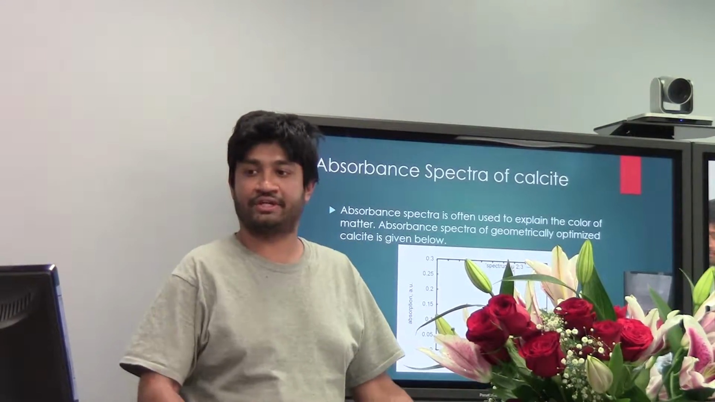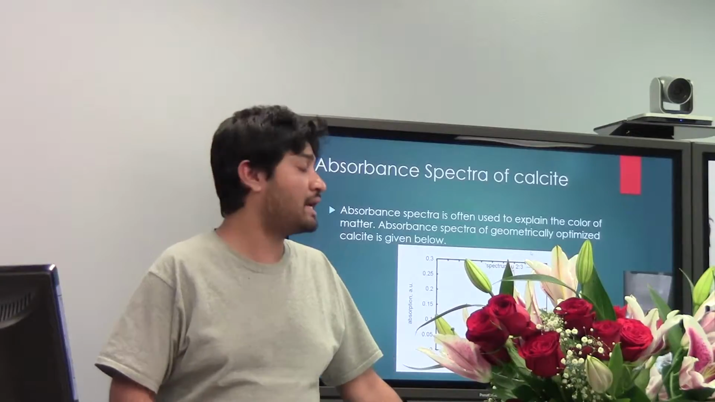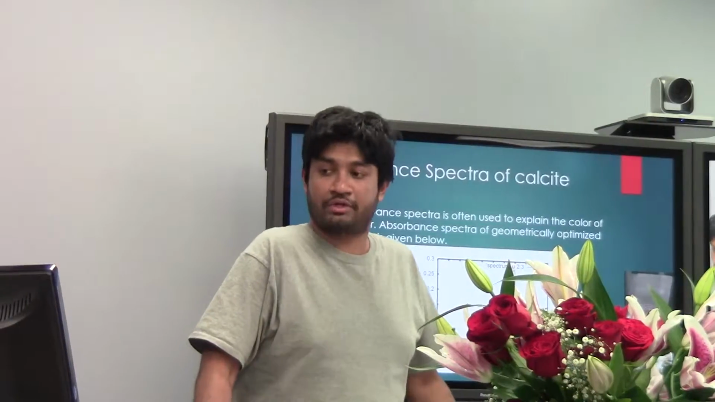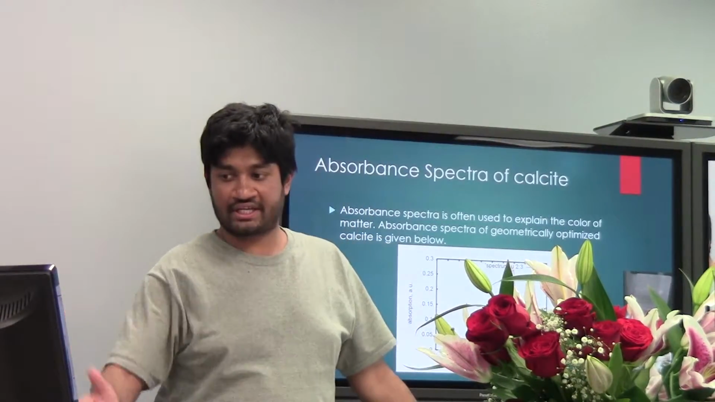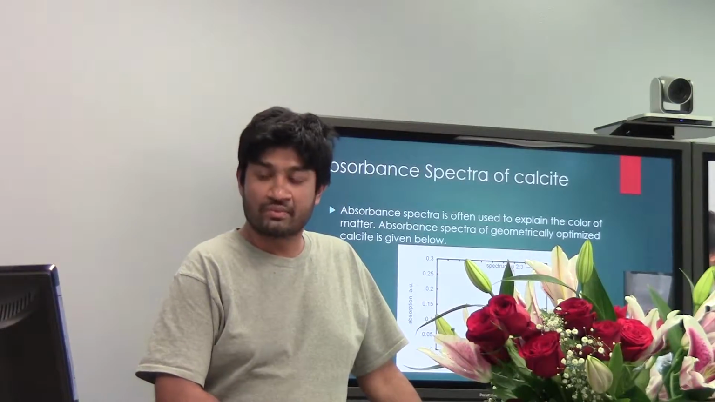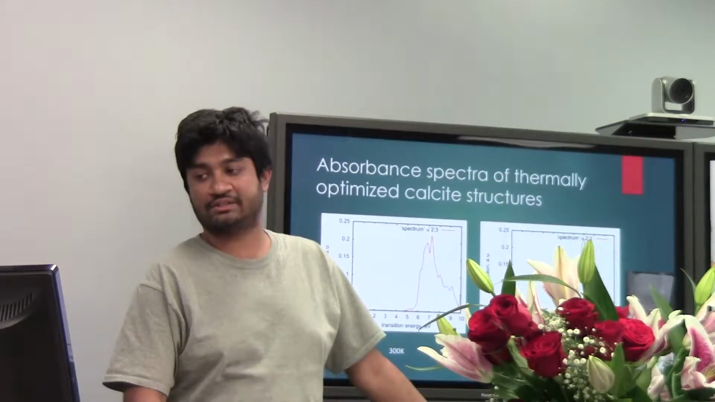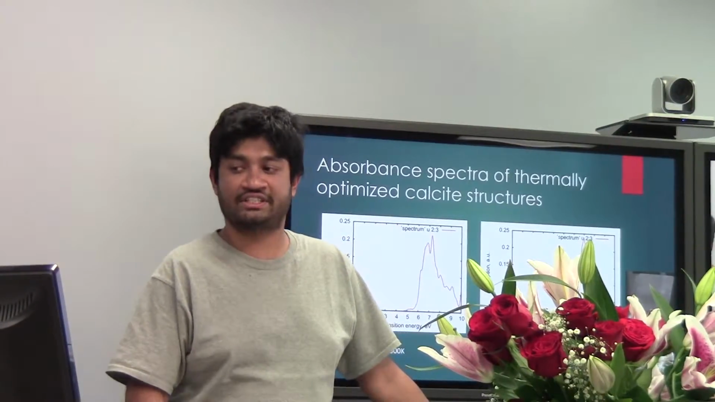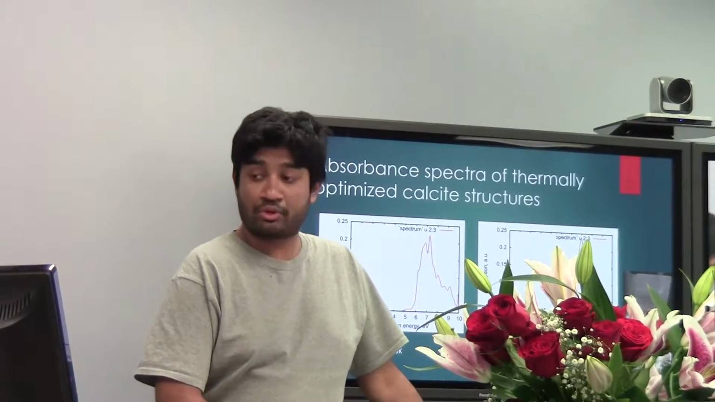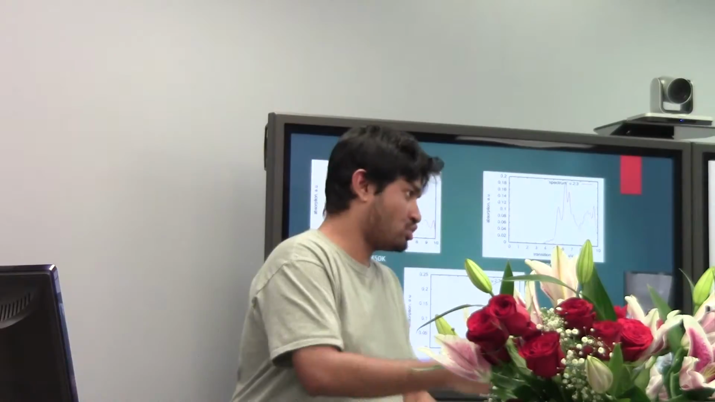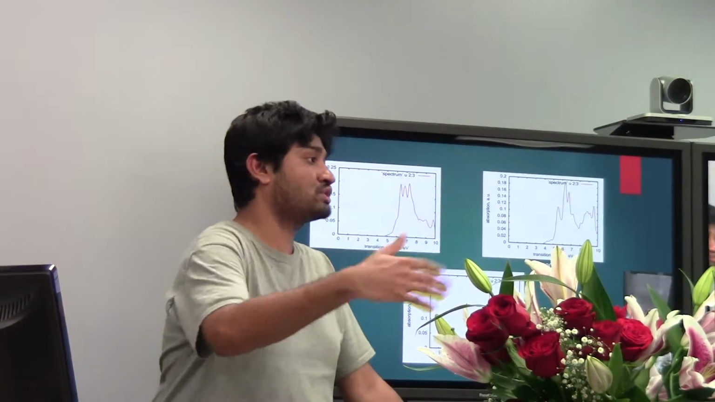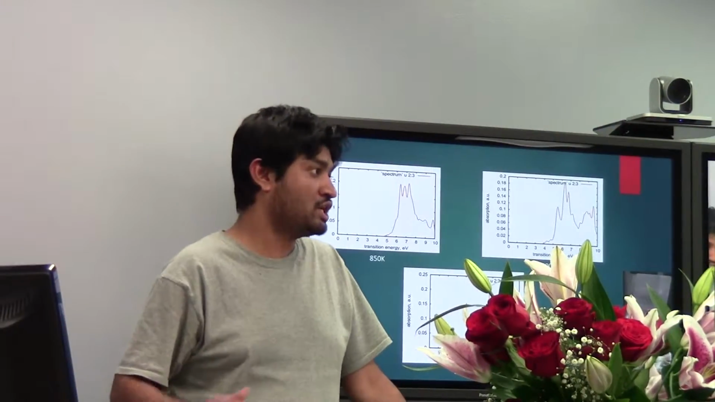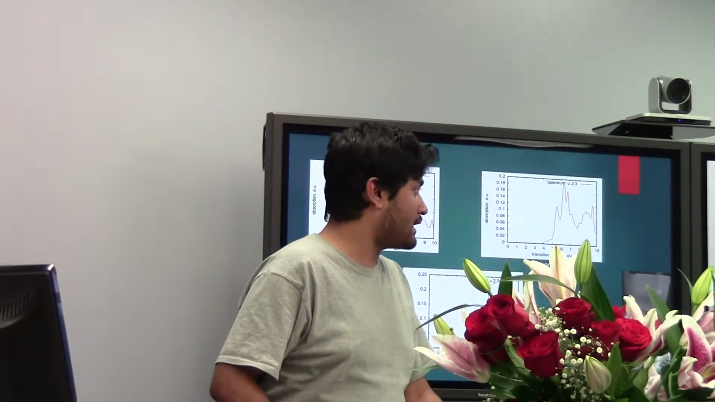Now the absorbance spectra. Actually it is the light-matter interaction. This is the absorbance spectra of our optimized calcite. The peak is in the UV region. After doing the MD, there is not that significant change in the spectra, but the population distribution of the spectra is slowly moving towards the visible region. And if we do the MD at higher temperature, we hope that we can get the peak in the visible range, so that at that time we can get the color of the calcite.